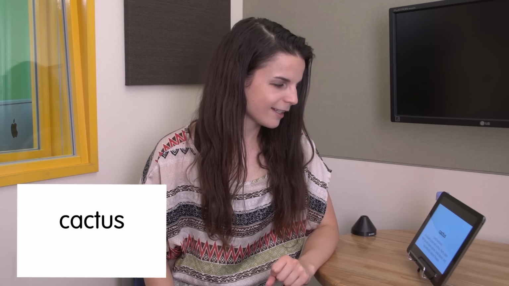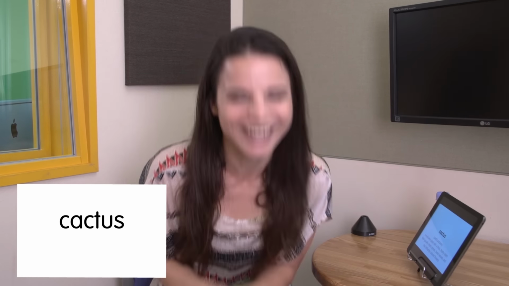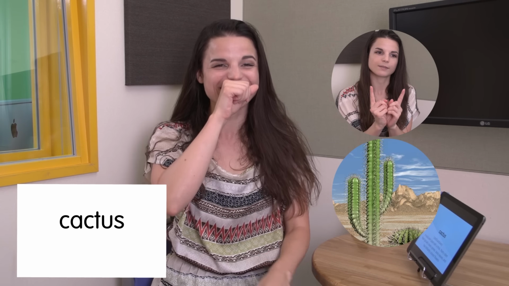Cactus is the next word. A cactus is a plant, a thorny plant. These are the arms of the cactus. I couldn't make the trunk of the cactus. Wow, you can put a picture on the screen instead of my amazing cactus.